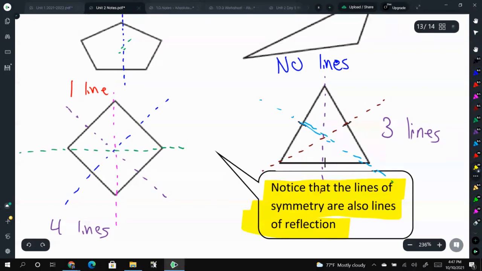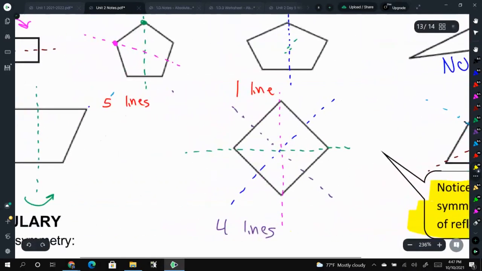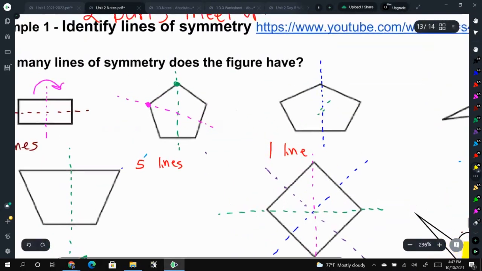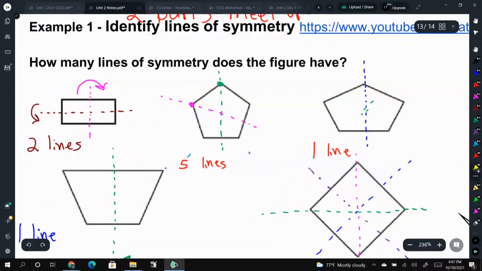Now look at the equilateral triangle. A triangle has 3 sides. An equilateral triangle has 3 lines of symmetry. A square has all 4 sides that are equal. You could think of that as an equilateral quadrilateral. It has 4 lines of symmetry. When we did our pentagon, a 5-sided shape where all 5 sides were congruent, we had 5 lines of symmetry. We can use it to our advantage later on.